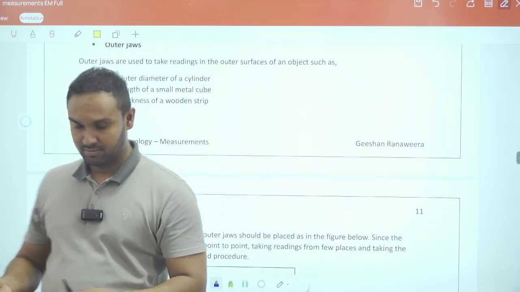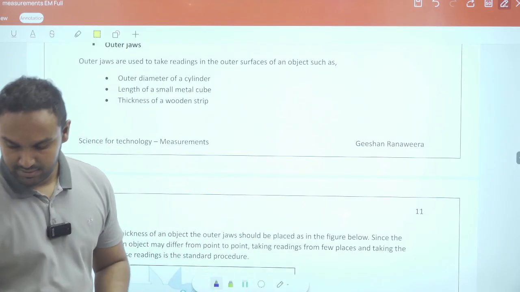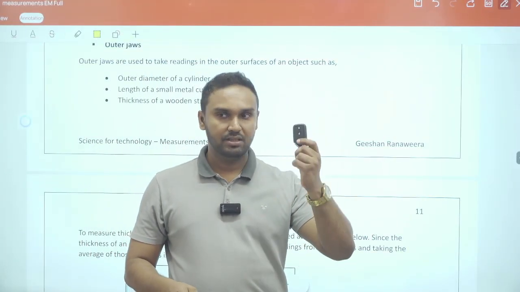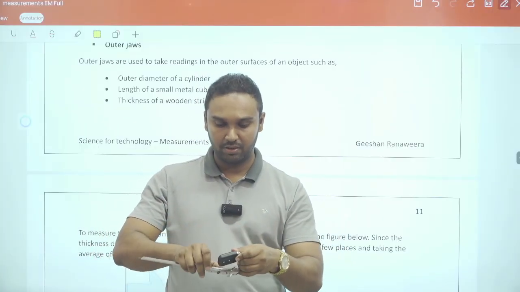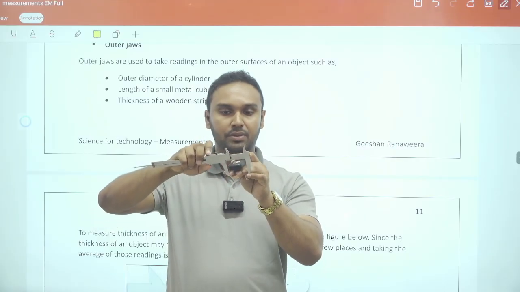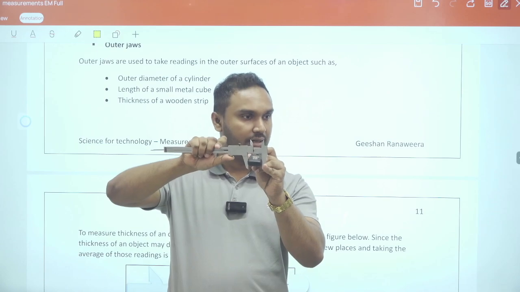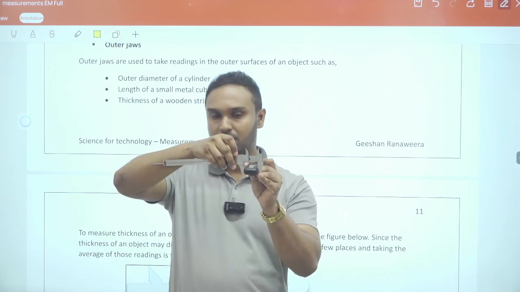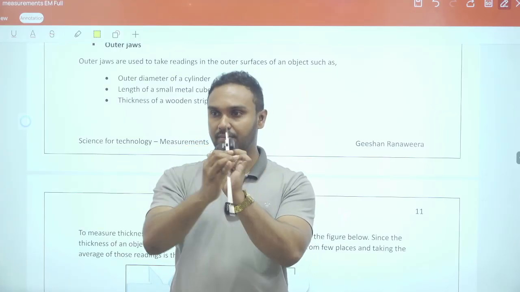So you'll be getting one caliper. And the length of a small metal cube. Let's say this one. So this is one of the small metal cubes. So I'm going to measure the length of this metal cube. How are you going to do it? So again, using the outer jaws, you put the cube in between the two jaws and you scroll it until it gets stuck, and you lock the screw. Lock the screw like this, and then you take the measurement.